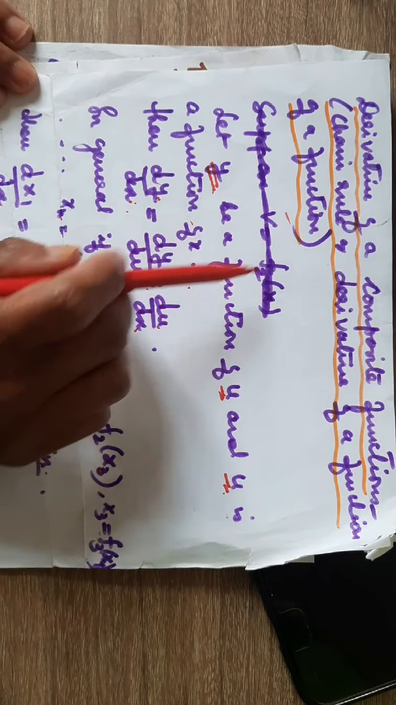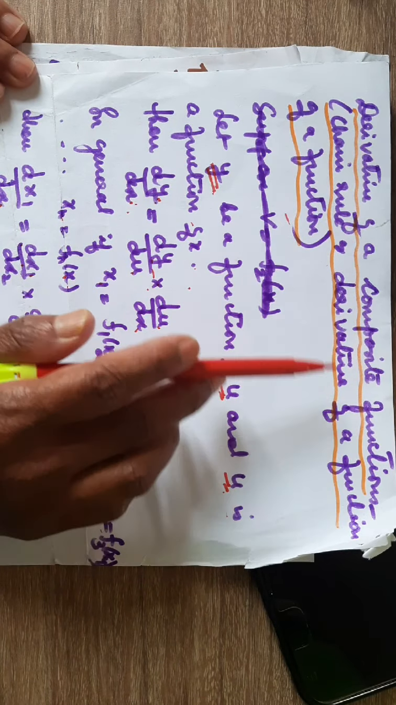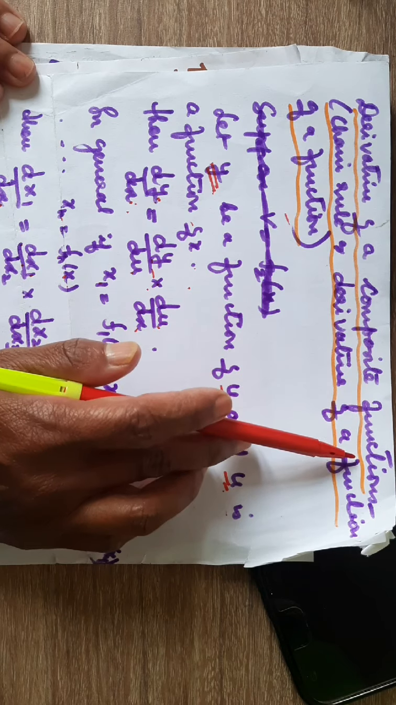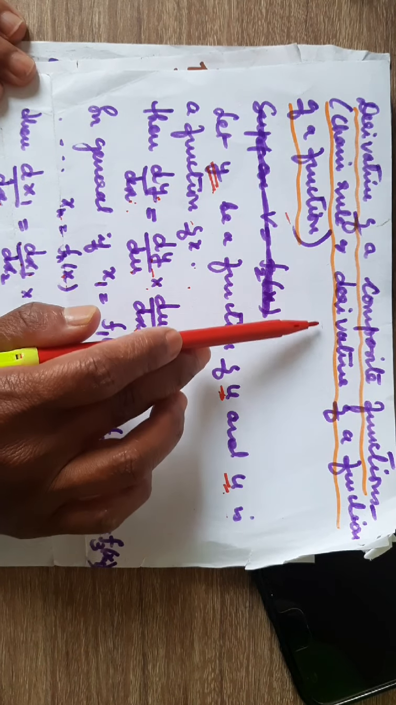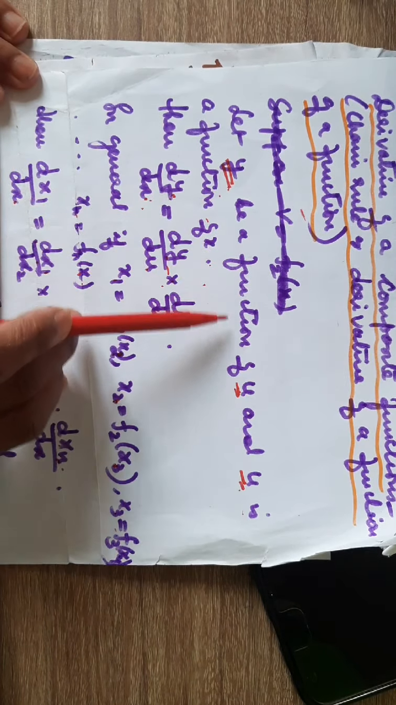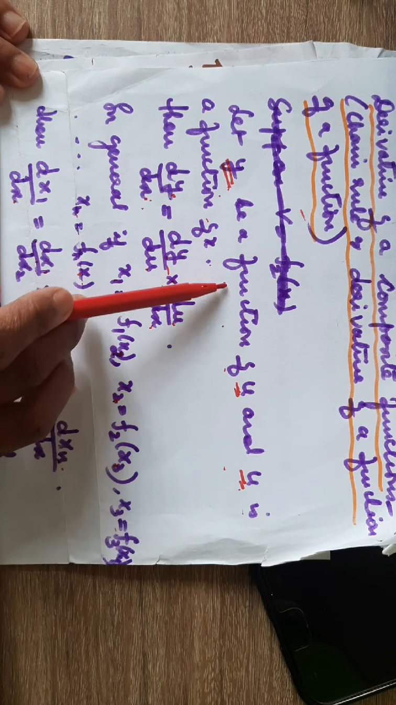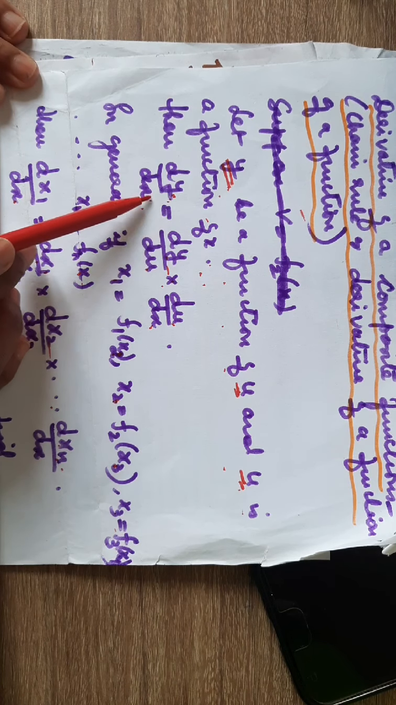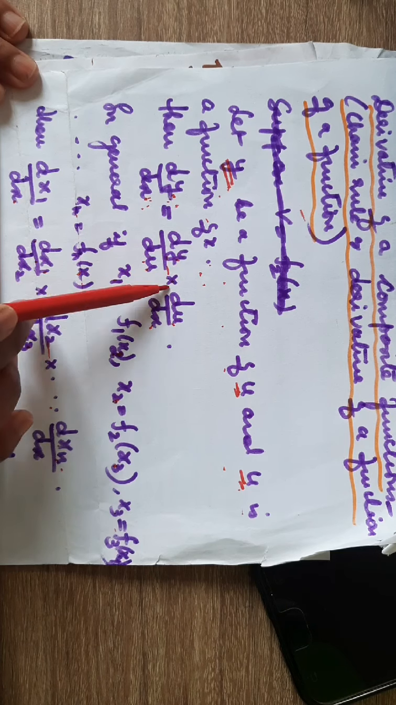Okay, let me discuss with you the derivative of a composite function. That means how to find the derivative of a composite function, or the derivative of a function of a function. Suppose y is a function of u and u is a function of x. Then how to find dy/dx? dy/dx will be dy/du into du/dx.